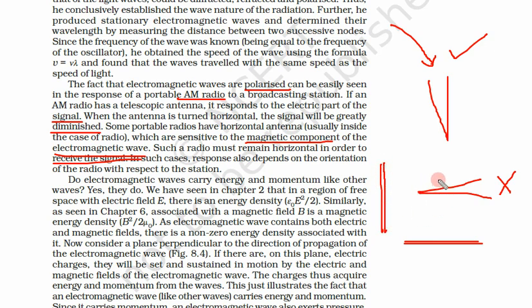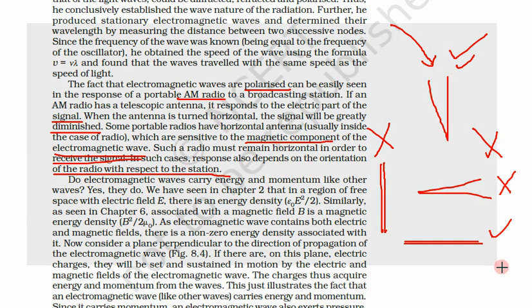So what we learn is, suppose there is an antenna type which catches the electric component, then we use it vertically. If we make it horizontal, there will be no signal. If we have designed our antenna such that it should work horizontally, then it will not work in vertical mode. In such cases, the response depends on the orientation of the radio with respect to the station.